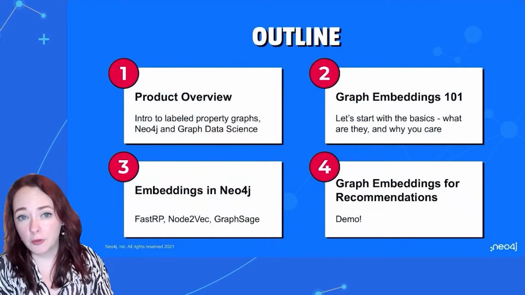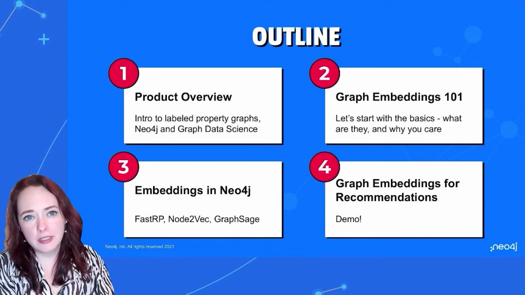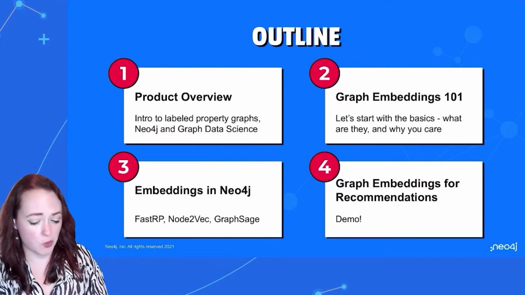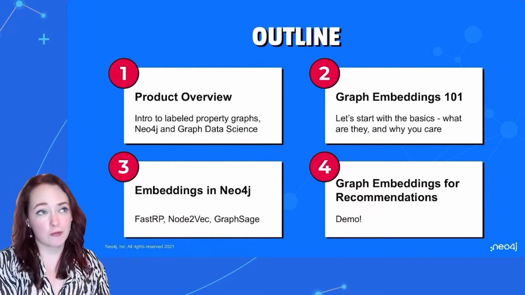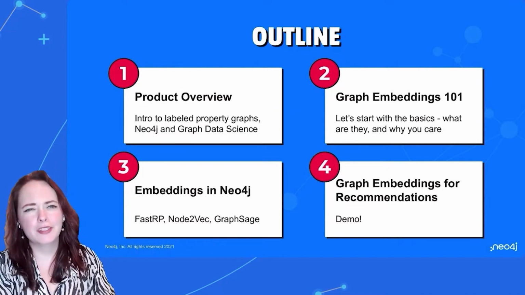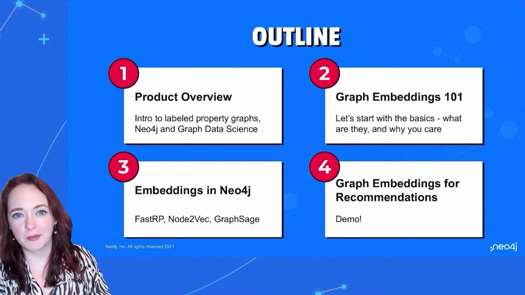So to provide an overview, the first section of this deck is just a product overview. So what's a labeled property graph? What's Neo4j? What do we offer for data scientists? If you've seen our talks before, this is where you can go get a cup of coffee.